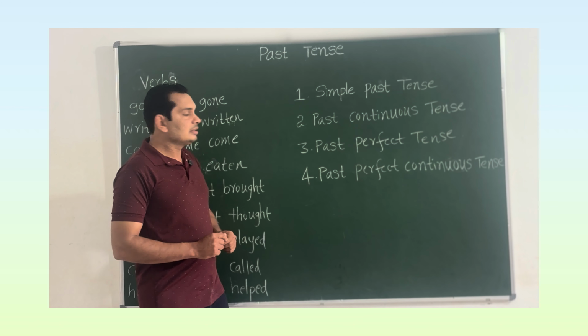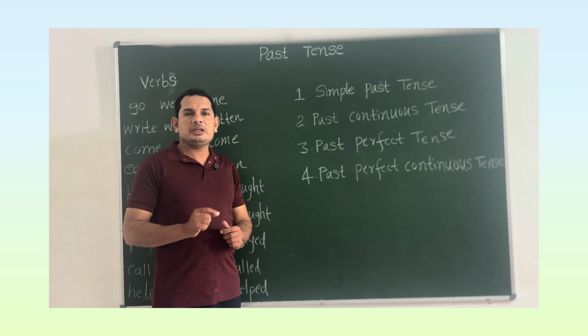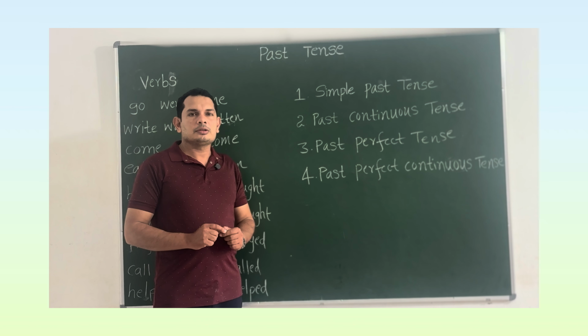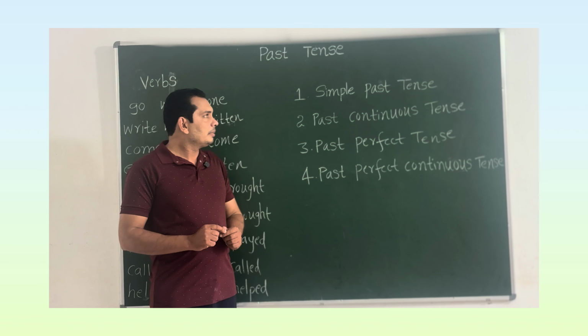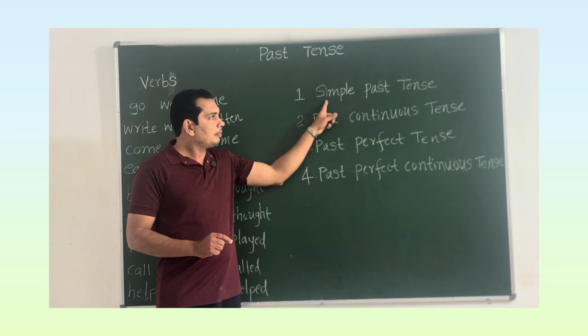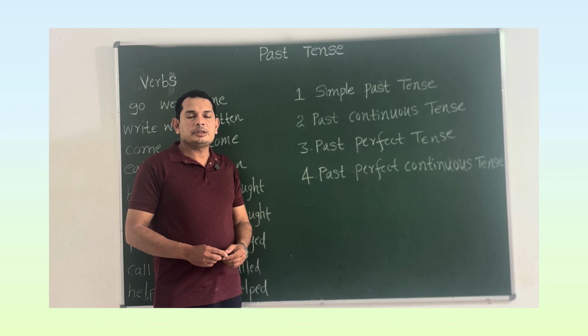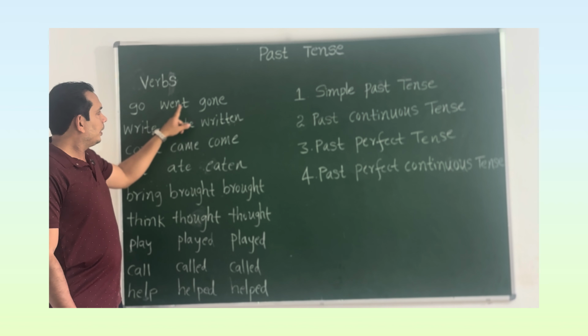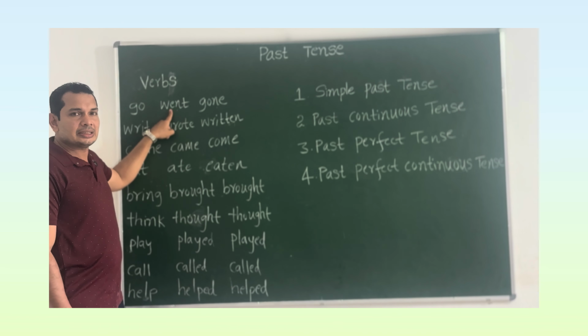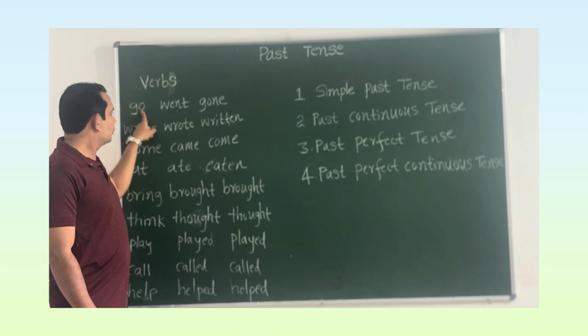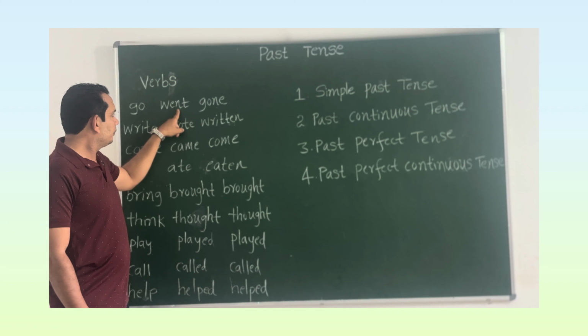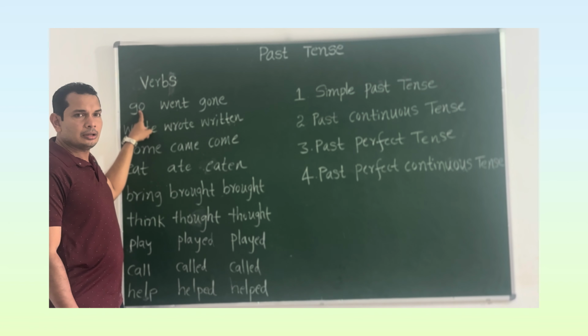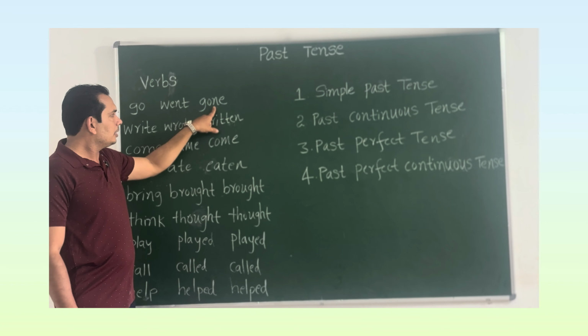We use the second form of the verb, or past form of the verb, when we make sentences in the simple past tense. Let me explain it with some examples. You can see here go, went, gone. Here went is the past form of the verb, go is the base form. V1, v2, v3: present form, past form, past participle form of the verb.